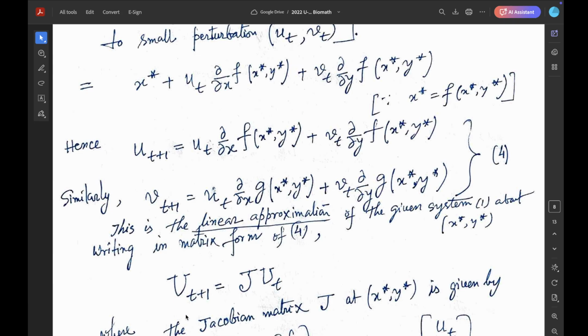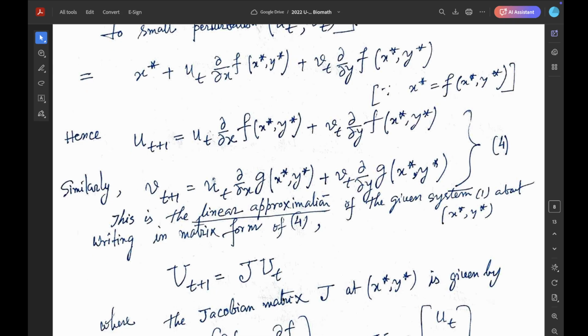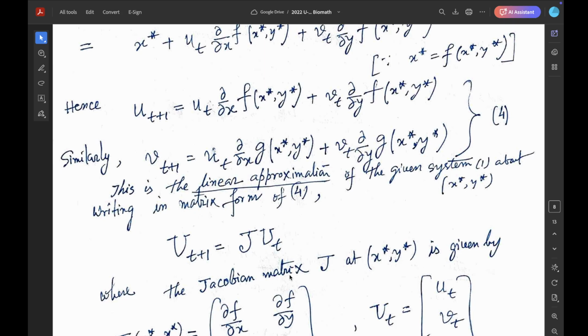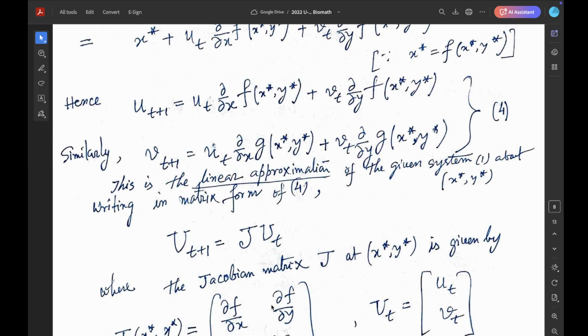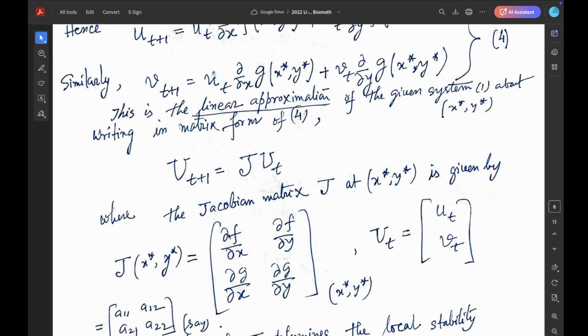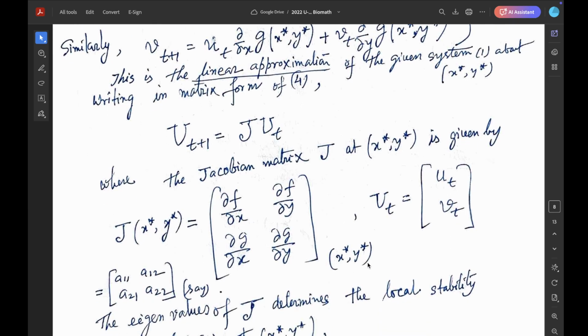Writing this in matrix form, we use here capital U n plus 1, replacing t by n. Capital U n plus 1 equal to capital J capital Un, where the Jacobian matrix or variational matrix J at the point x star y star is given by this 2 by 2 matrix: del f del x, del f del y, del g del x, del g del y, and this Un equal to small un, small vn, the column matrix. Call the entries a11, a12, a21, a22, say.